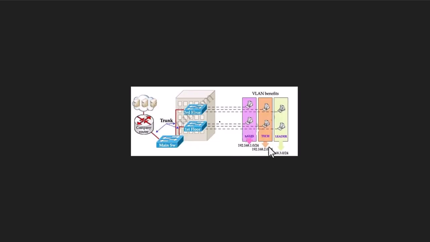Also, as you can see, we have, for example, first floor and third floor, with different VLANs, same sales and leaders. They are connected to two different switches, and then they go to the one main switch. There should be a trunk port configured between these switches in order for these systems to be able to communicate with each other.